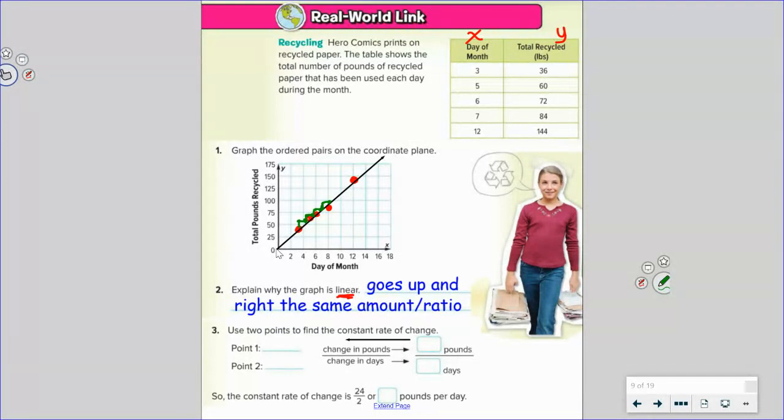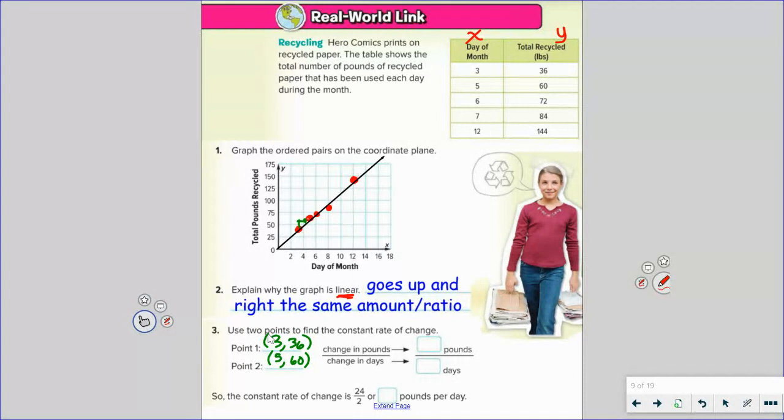So first thing I'm going to do is identify which is point 1, which is point 2. The first point appeared to be 3 days, 36 pounds of recycling. Second point, 5 days, 60 pounds. Now, some of you would want to go ahead and write a subtraction for this. The rest of us, we're going to use our number sense. From 36 up to 60 pounds shows an increase of 24 pounds.